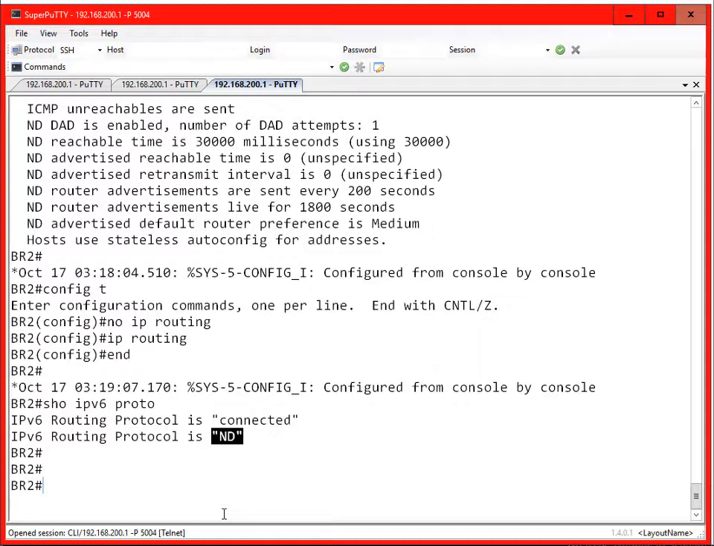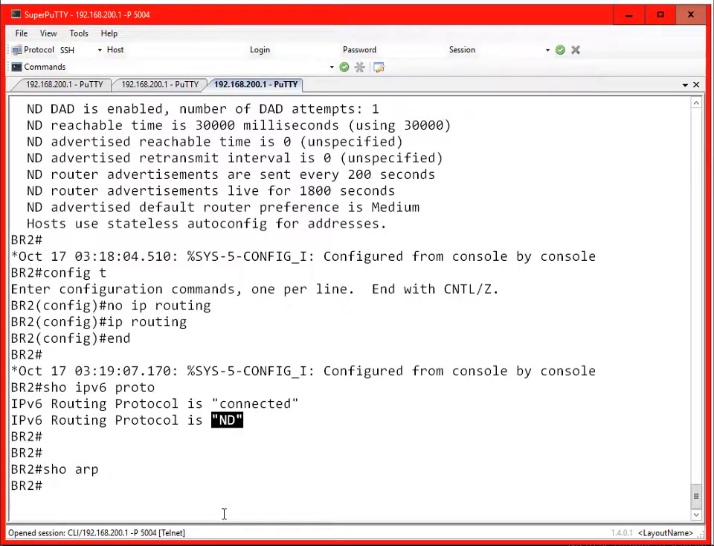In IPv4, we had the Address Resolution Protocol, which allowed us to discover MAC addresses when we didn't know them, based on an IP address that we knew. If I do a show arp, obviously in this particular case, we're not going to see anything because we're not running IPv4 in this particular exercise. But there is no show arp command for IPv6. Instead, it's show ipv6 neighbors.